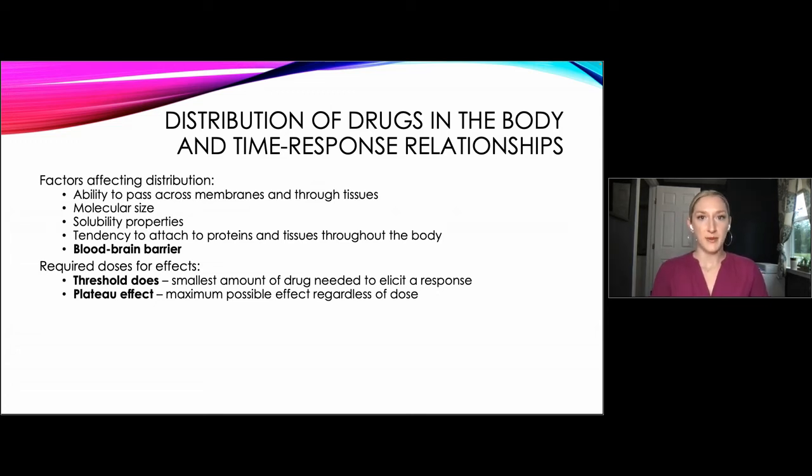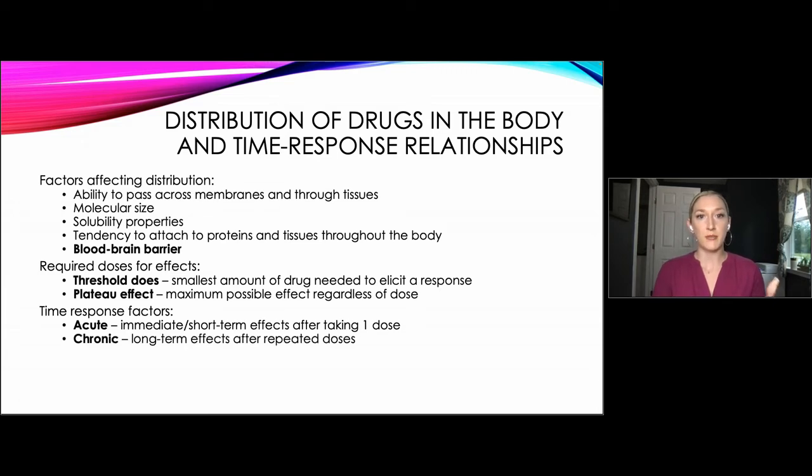We then have time response factors. These can be acute, which means immediate short-term effects after taking just one dose. For example, alcohol effects can be different depending on how much is consumed, but after one drink, you're typically going to peak at an hour, and then the effects taper off. You can have chronic, which is long-term effects after repeated doses. Smoking nicotine causes long-term lung damage. And then cumulative effects, which is a drug buildup due to short dosing intervals. This is exemplified by binging drugs, especially ones such as methamphetamine or even alcohol.